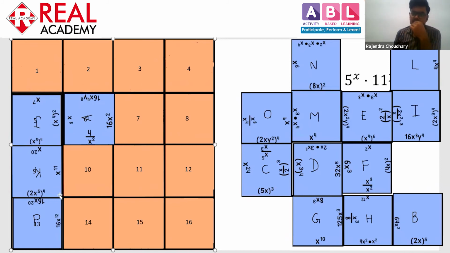Yeh kiska answer hai? Or x raised to 7. Aur yeh 16x raised to 4 y raised to 8, yeh kiska answer hai? Yeh toh simple hai, maine already bataya tha. 16x raised to 4 y raised to 8.